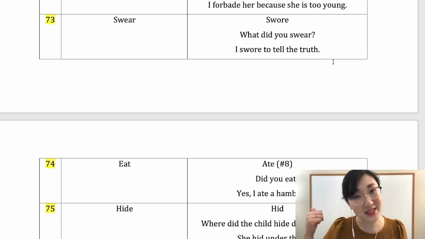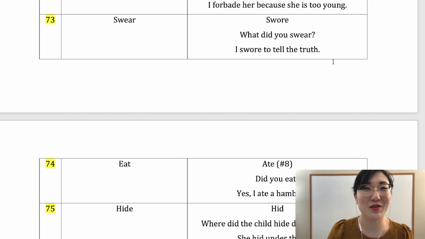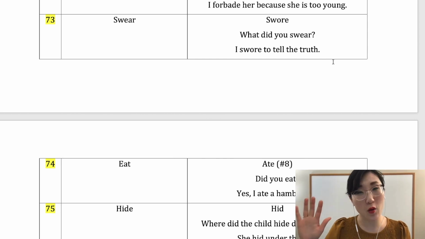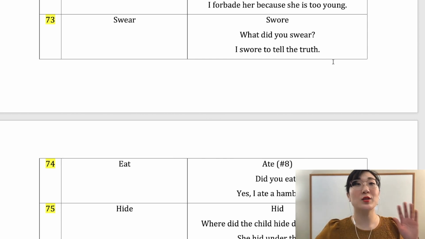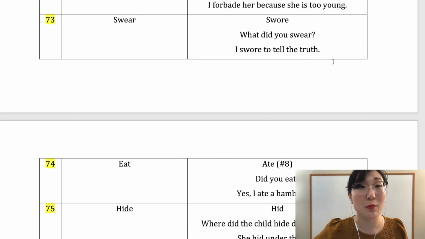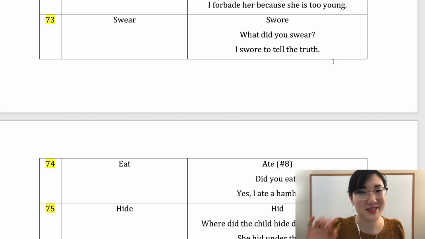Swear. Past tense, swore. So for my students that are preparing for their citizenship test, you know this verb. Swear, swore. What did you swear? Oh, I swore to tell the truth, no lies. It's a very serious promise. Sometimes children say, pinky promise, I swear, I promise.